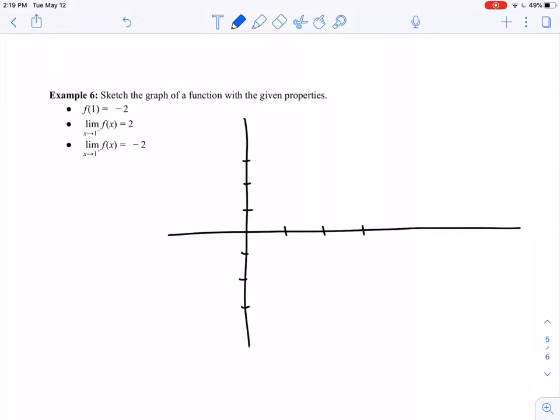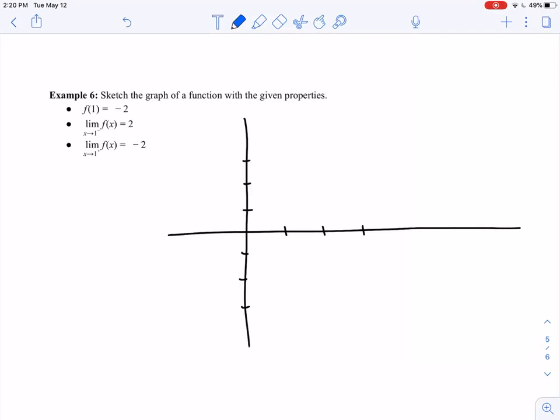In this next video here, we're actually going to be going backwards from the types of problems that we've been looking at. If you look back at the very first example that we did, we started with a graph and then we wanted to talk about what is the limit at various x values. Here I'm going to start with some properties about the graph, and I'm going to see if I can generate a graph that meets those properties.